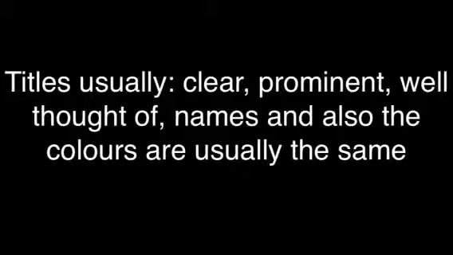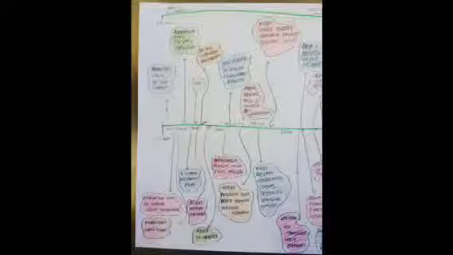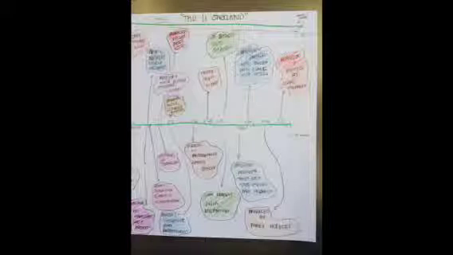Titles. The film and job titles in social realism films are always clear, prominent, well thought of. Names and colours are usually the same. When deciding what title to put in our film opening, we researched into This Is England and looked at the titles they used in their opening, what titles they included, and also what jobs. This helped us to decide what titles to use in our film opening, as they are the same genre, so we will have basically the same titles.